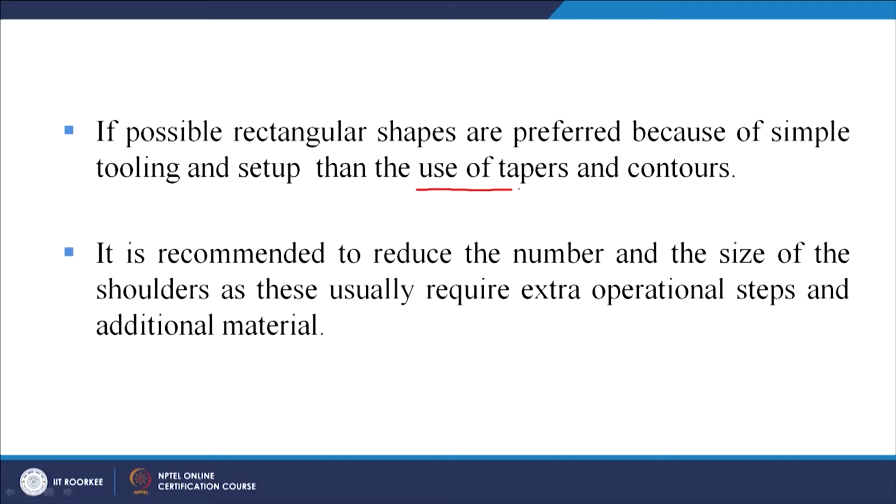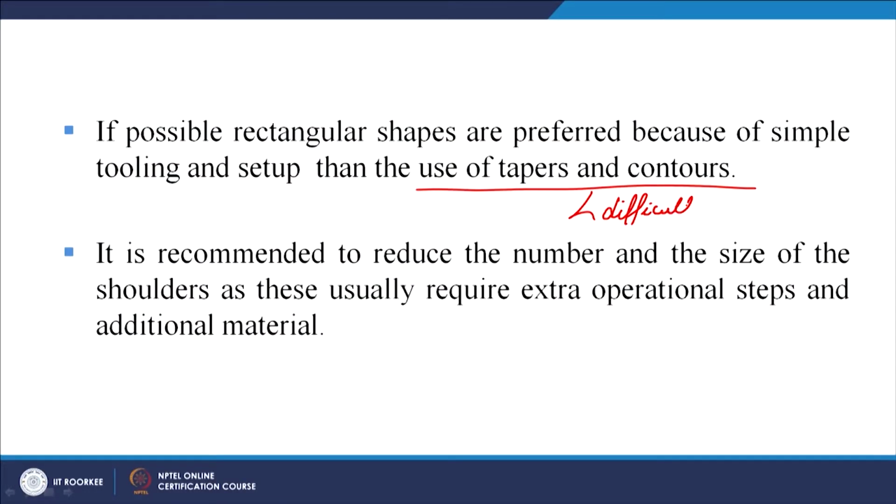So wherever possible, sometimes in our product design, a taper or a contour may give a better aesthetic look to the product, but if the product has to be made by machining, we must avoid tapers and contours, because these are difficult to machine shapes. So if possible, rectangular shapes are preferred, specifically if the product has to be made by a machining operation, because of the simple tooling and setup requirements, rather than going for tapers and contours which are difficult to machine.